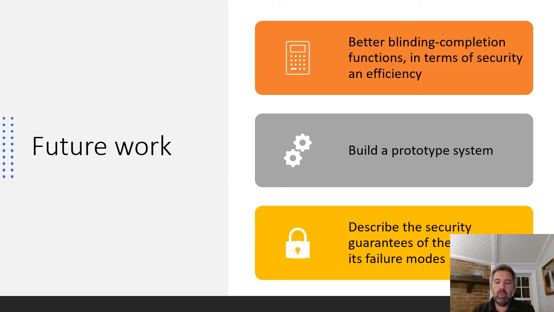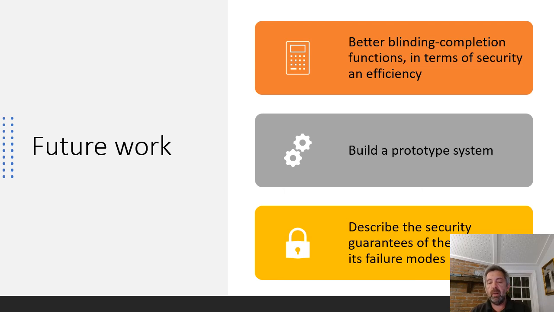A better way to do the blinding completion functions would be to encode the message and exponentiate it with the blinding function and then exponentiate it with the completion function. We've thought about how to do this. We haven't explained it in the paper because it's a little bit more complicated, but I believe that it will be possible to design more secure blinding completion functions in the future.